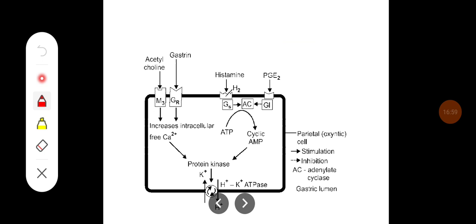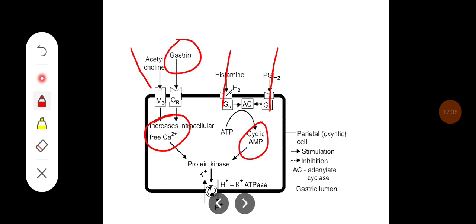So this is the molecular mechanism of how different chemicals act. Acetylcholine is going to act on M3 receptors. Gastrin is going to act on the gastrin receptors, where they are going to increase the intracellular calcium. Histamine and prostaglandins act on their G protein receptors, whereas histamine is going to stimulate the production of HCl, prostaglandins are going to inhibit the acid secretion by altering the levels of cyclic AMP. Increased cyclic AMP increases the activity of the protein kinase with the calcium, so that is going to increase the hydrogen potassium ATPase activity to increase the production of HCl.